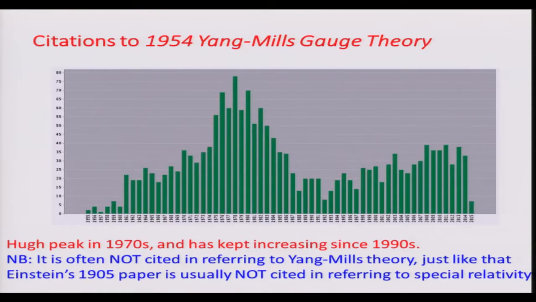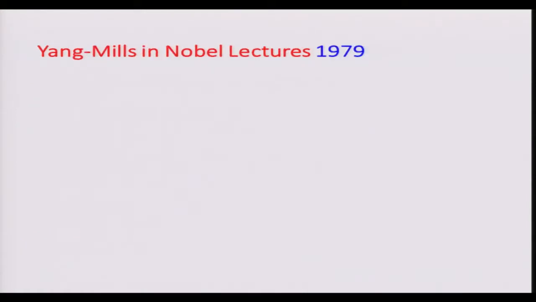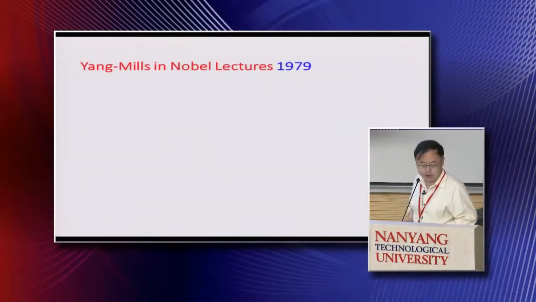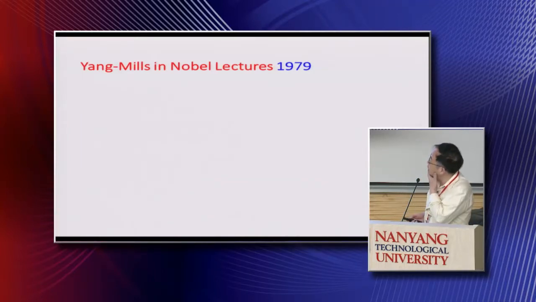Let's have a look at the citations. Okay, there is a huge peak, but some years after the publication, of course. But notice that nowadays people usually do not necessarily cite the Yang-Mills paper, just like people do not cite Einstein's 1905 paper when they talk about special relativity. For the later developments, let me quote some Nobel lectures. Let those Nobel laureates speak for us.